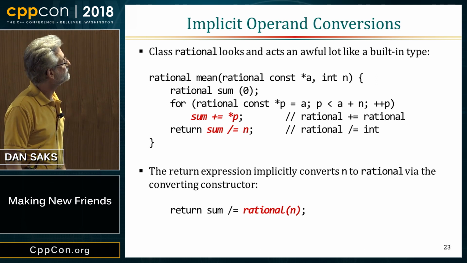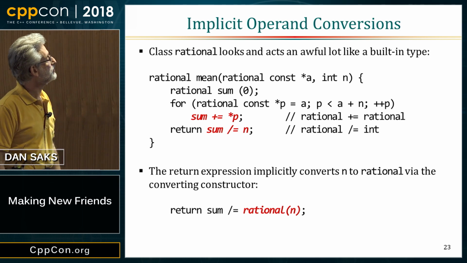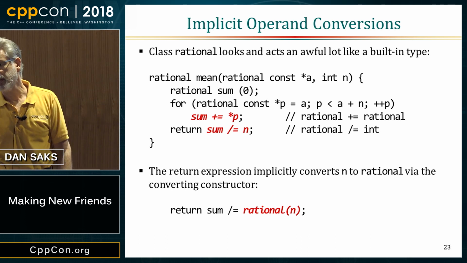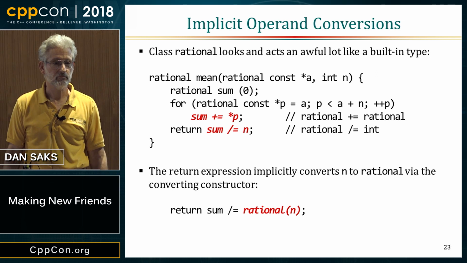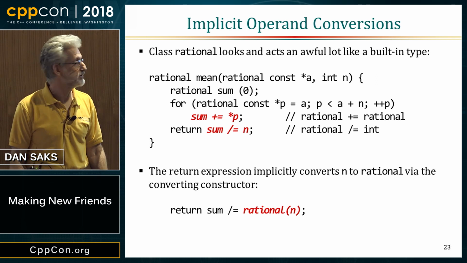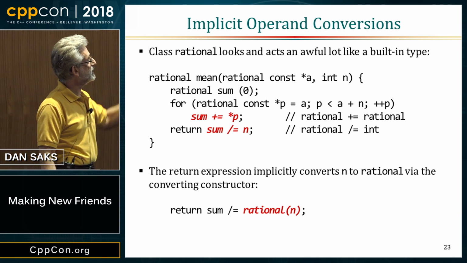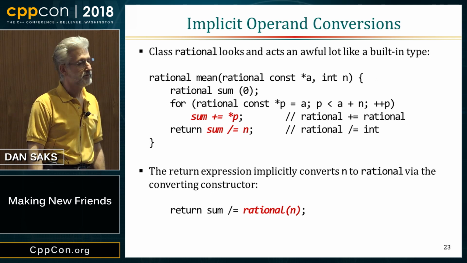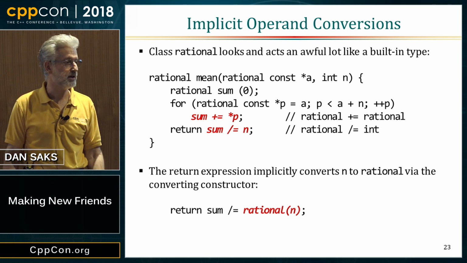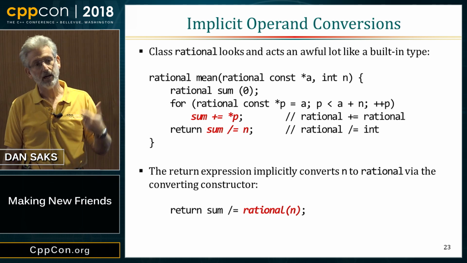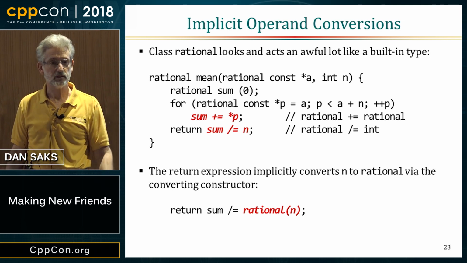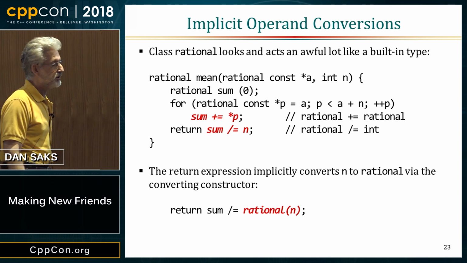Were I to replace all those uses of rational with some built-in type, like an integer type or a floating type, the code would be the same. And that's the triumph of operator overloading, that's what it's supposed to be able to do, is give you those capabilities. And once again, I want to draw your attention to the fact that that return statement, sum divided by divide equals n, that's mixed type arithmetic. You've got a rational on the left and an integer on the right. The compiler silently invokes the converting constructor to make that work. Converting constructors are wonderful for this purpose.